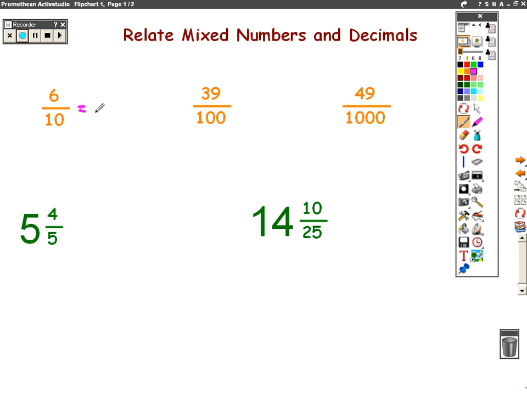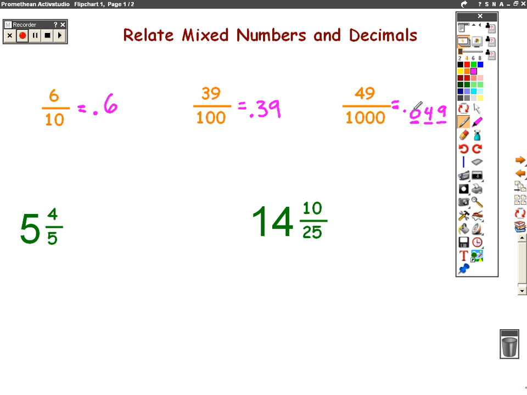So 6/10, tenths is our first place value, so we write decimal point 6. 39/100, okay, hundredths is our second place value, so we write decimal point 39. And then 490/1,000, that's going to be our third place value after the decimal, so that's where we're going to write our 9, then our 4 would go in hundredths, and then 0, okay?